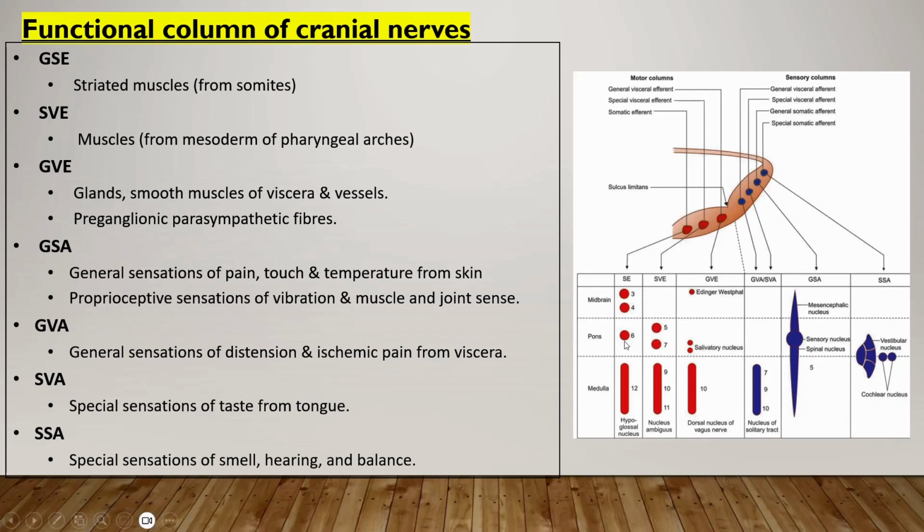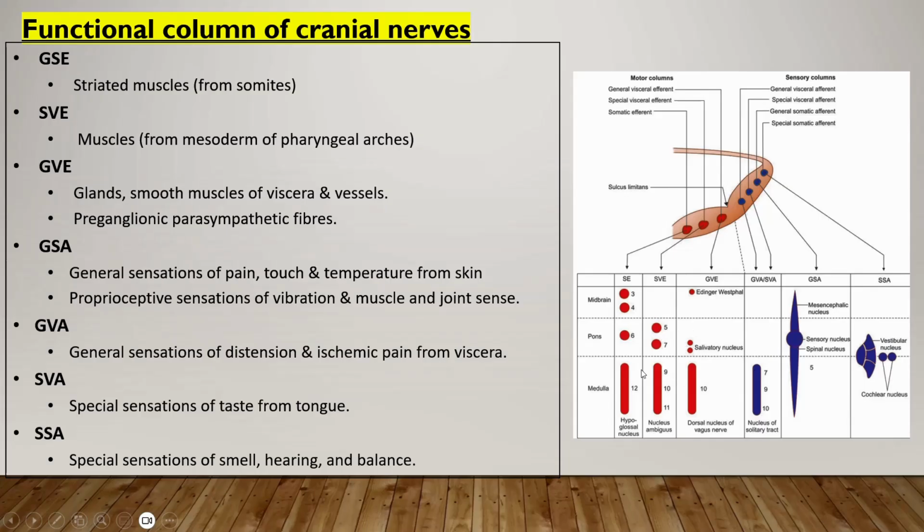So for example, if we talk about the fifth cranial nerve, what functional columns does it have? It has special visceral efferent, because it supplies the muscles arising from the first pharyngeal arch. Also the fifth cranial nerve has the general somatic afferent column: general sensation of pain, touch and temperature from skin, and proprioceptive sensation of vibration, muscle and joint sense from the head and neck. So the mesencephalic nucleus, sensory nucleus and spinal nucleus all belong to the fifth cranial nerve. So the fifth cranial nerve has two functional columns.